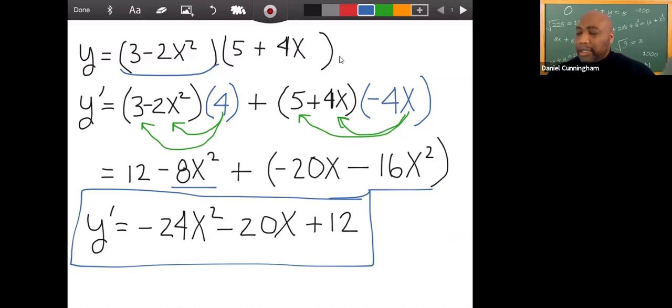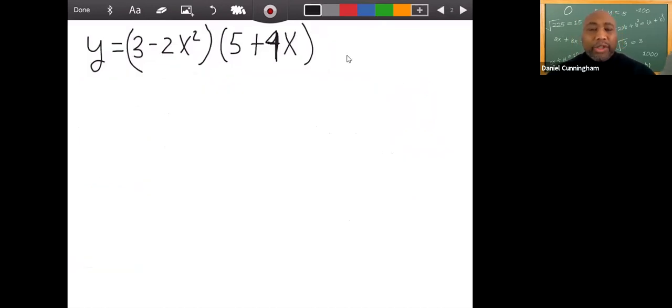Now, let's see about doing this problem a little bit differently by not using the product rule, but using the power rule. Sometimes it's quicker to use the power rule. Sometimes it's quicker to use the product rule. It depends how you see it. So here's the same problem we just did, and we're going to do it a different method that you might have seen before I did the product rule.